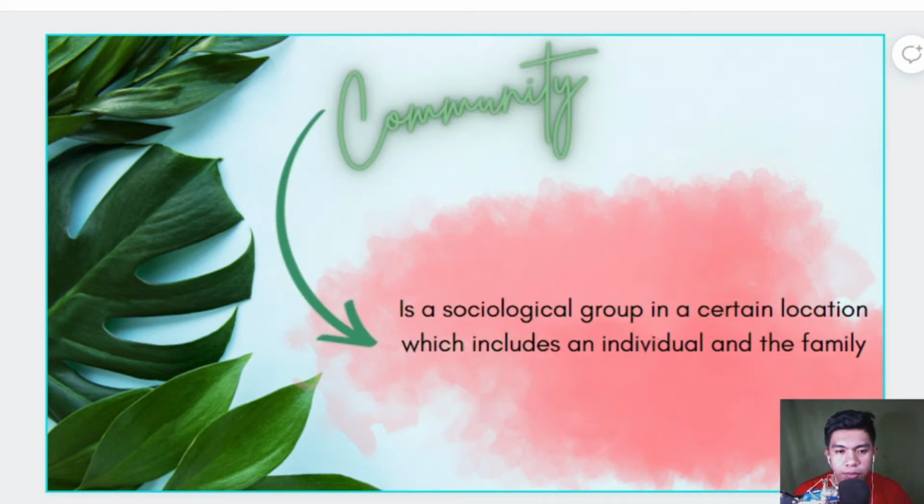Then we have the meaning of community. It is a sociological group in a certain location which includes an individual and a family. And we all know that the basic unit of the community is the family. So protecting the community and protecting the environment really starts with us.